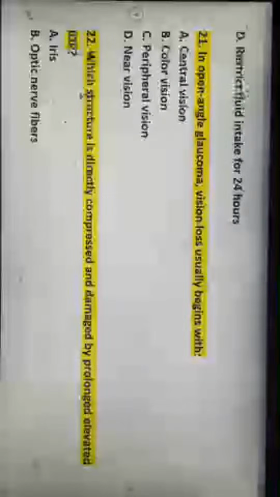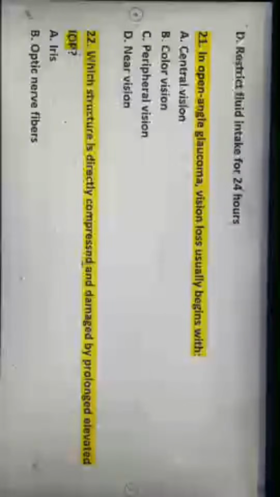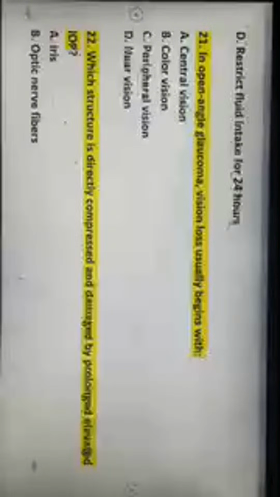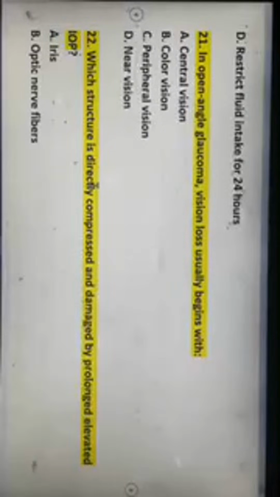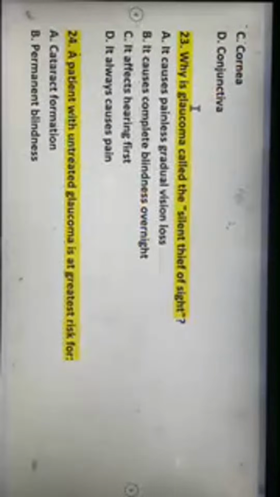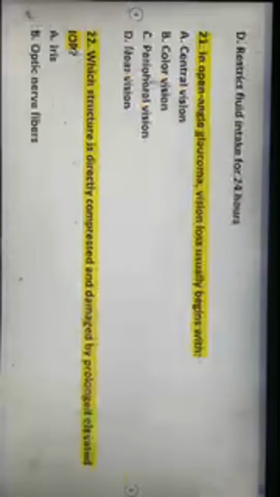Number 22. Which structure is directly compressed and damaged by elevated IOP? A. Optic nerve fibers, B. Lens, C. Cornea, and D. Conjunctiva. So, which structure is directly compressed and damaged by prolonged elevated IOP? Now, if you choose cornea, you are wrong. If you choose conjunctiva, you are wrong.